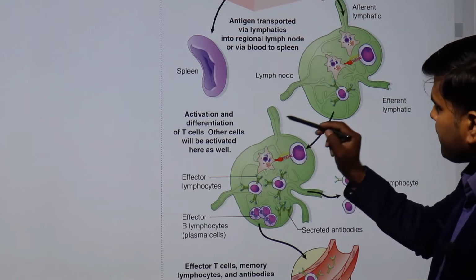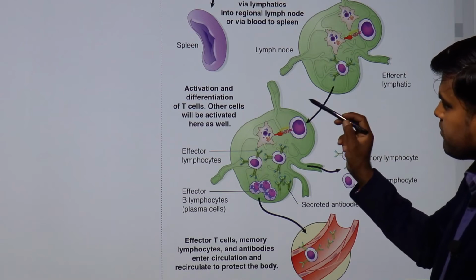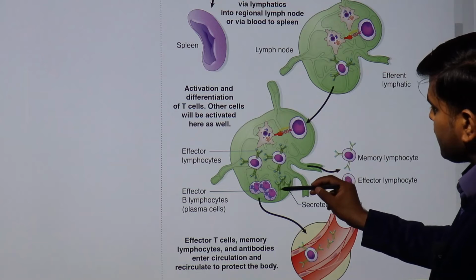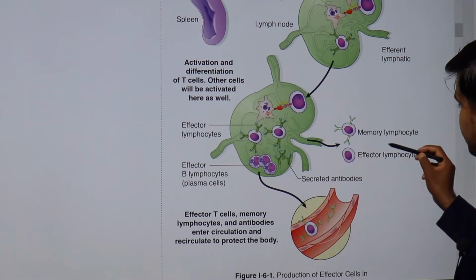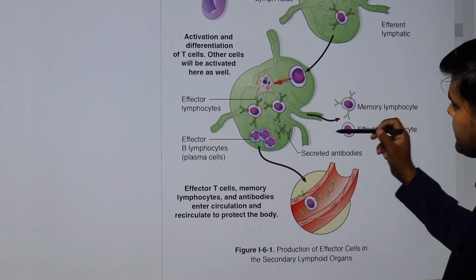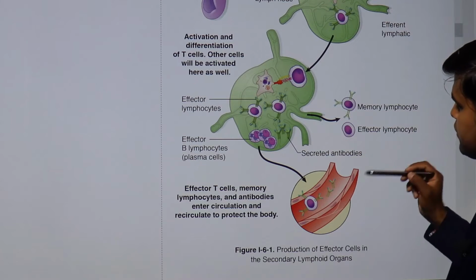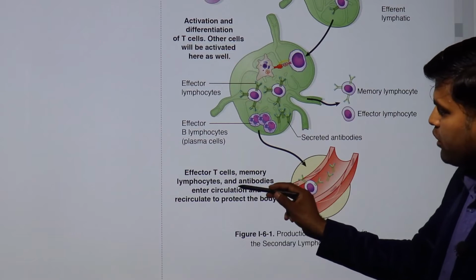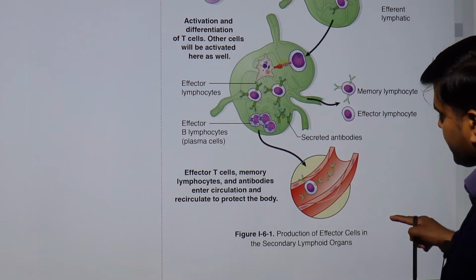Other cells will be activated as well, and there will be the first activation and differentiation of the T cell, then there will be the activation of the B cell. B cell will convert into the plasma cell and the memory cell, that is the effector lymphocyte and memory cell, and they will secrete the antibody, and this antibody will be released in your blood. Then effector T cell, memory lymphocyte and antibodies enter the circulation and recirculate to protect your body.